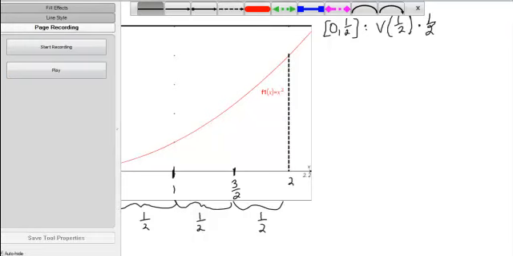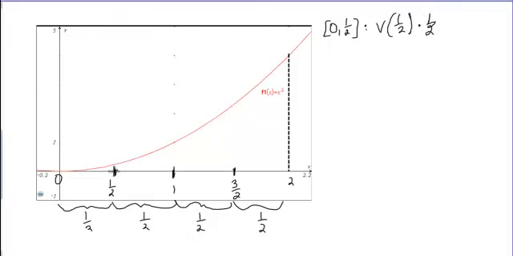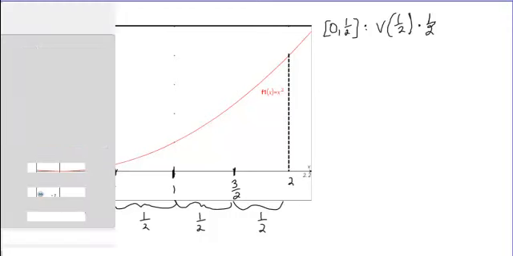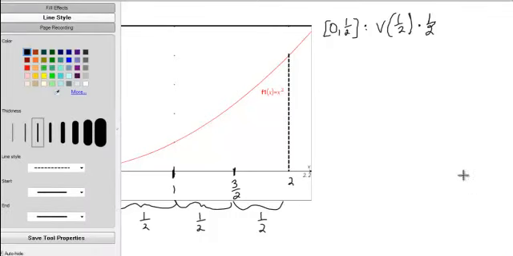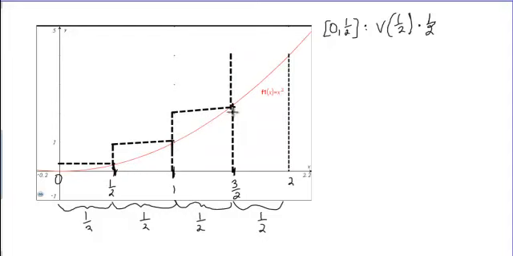Let me make sure that I have the right line, and I don't. The approximate area. Dang, it didn't happen. For that rectangle. And then I'll find the approximate rectangle here. And the approximate area of the rectangle here. And finally, the last one. And we're just going to pretend that those are actually rectangles.